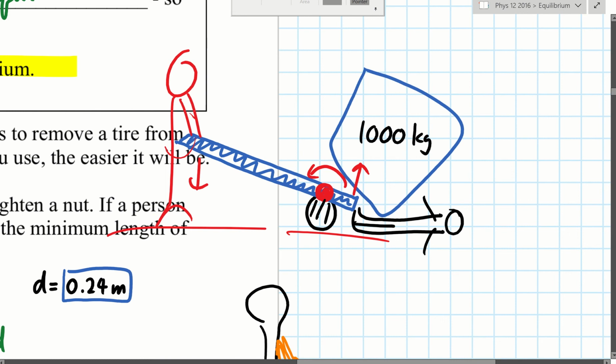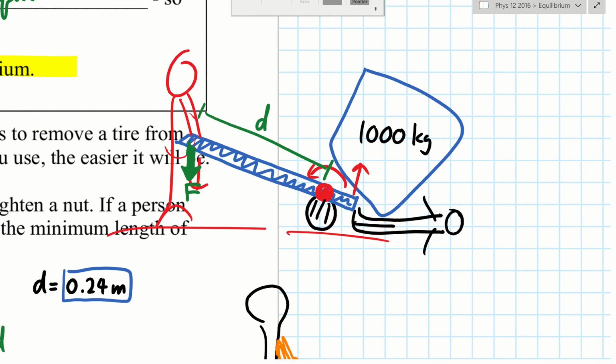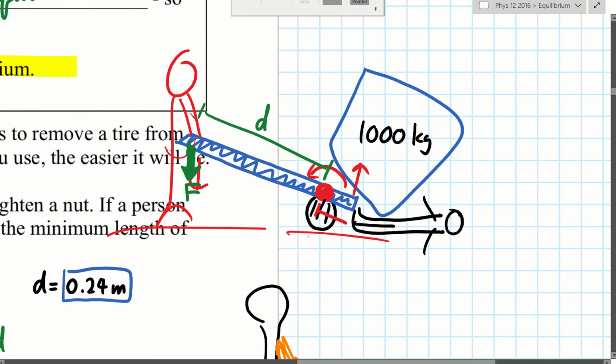All right. Now, because this arm, this distance is so big, you can have a relatively small force going down. But because this distance right here, distance 2, is so small, the force going up will be a lot larger. So you can translate your small force into a gigantic force if you do this.